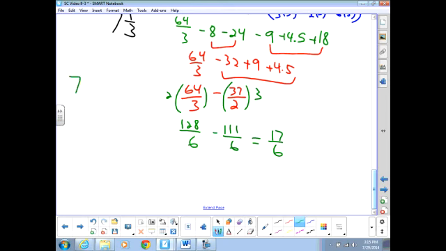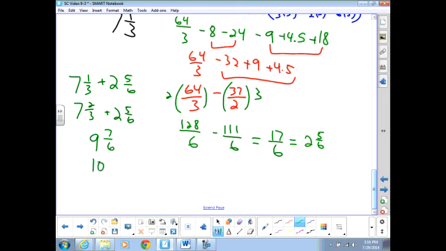So we have 7 1/3. 17/6 is the same as saying 2 5/6. So if we have 7 1/3 plus 2 5/6, that'll be 7 2/6 plus 2 5/6, which is 9 7/6, which in other words is 10 1/6. And that was meters was our units, and that is the actual distance we traveled.